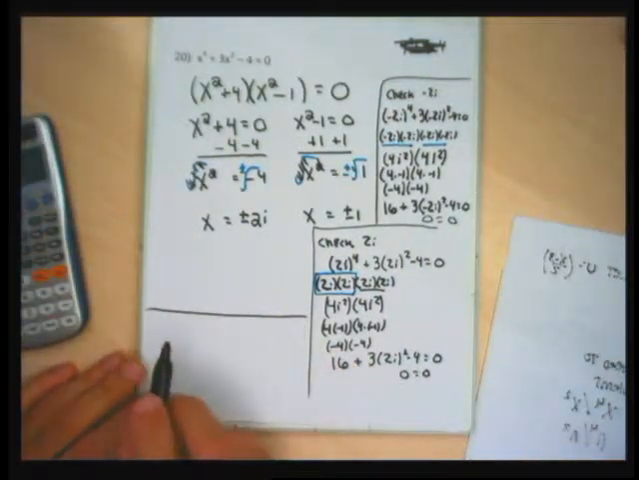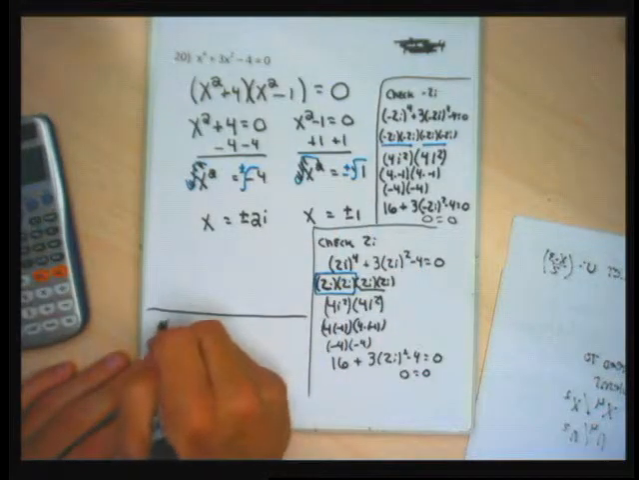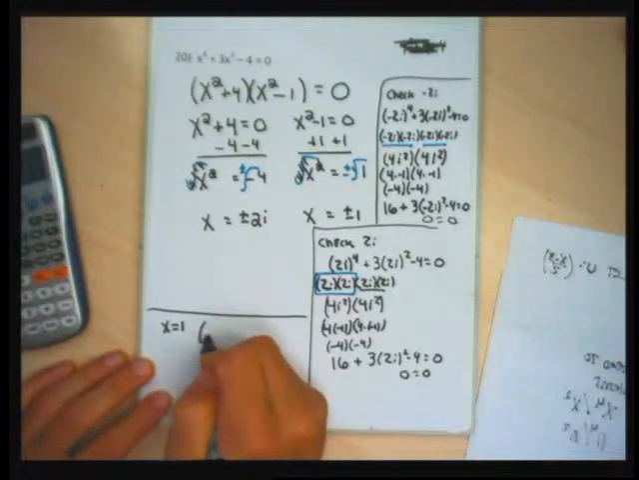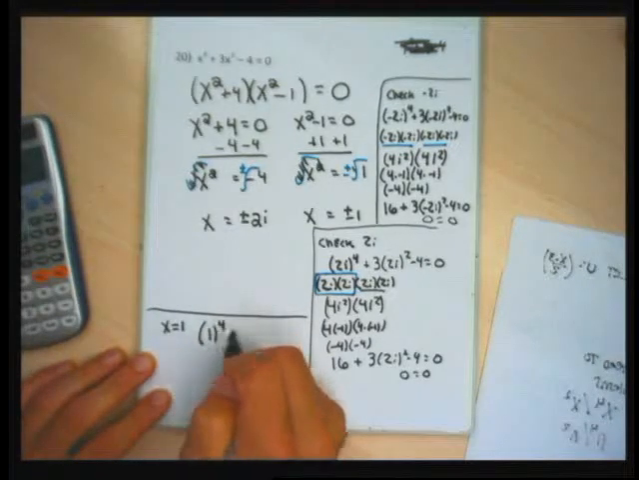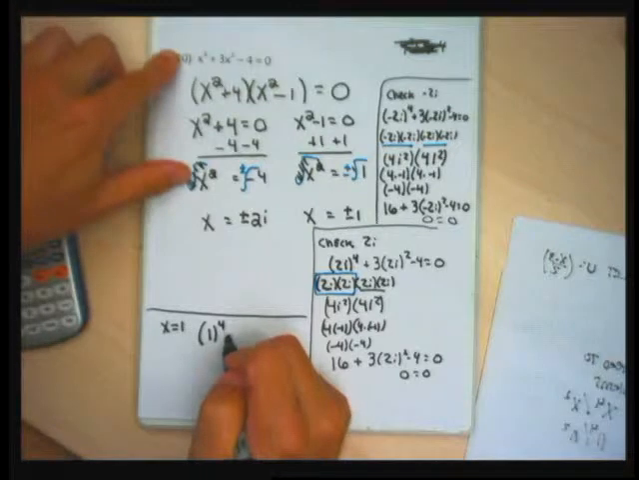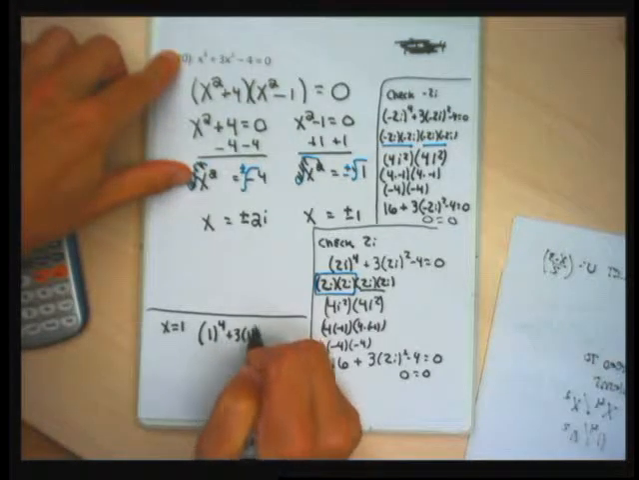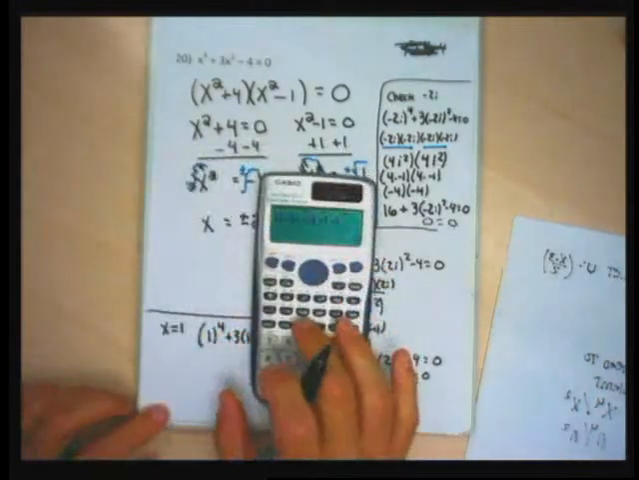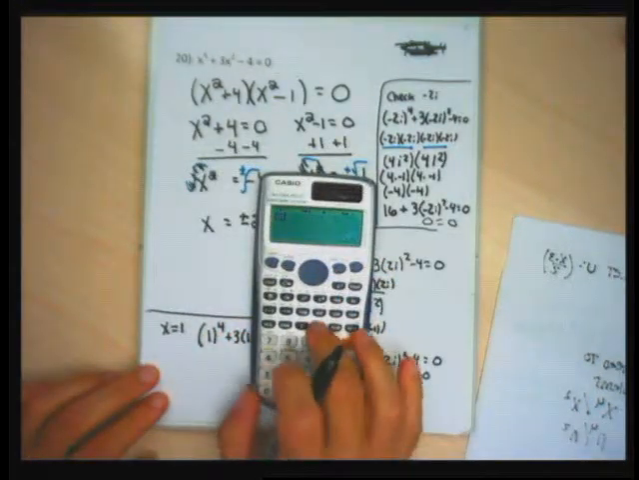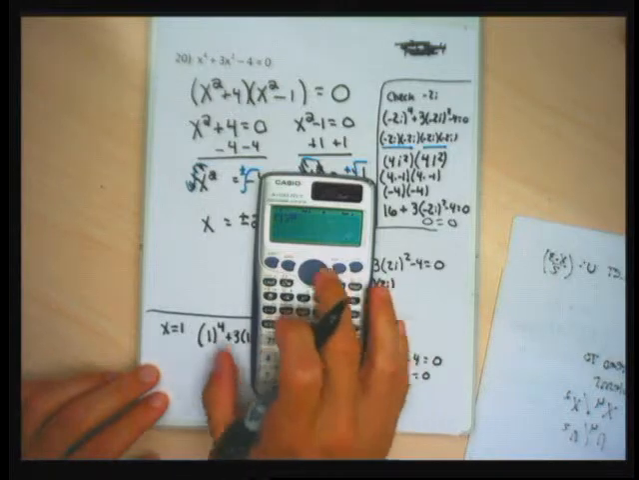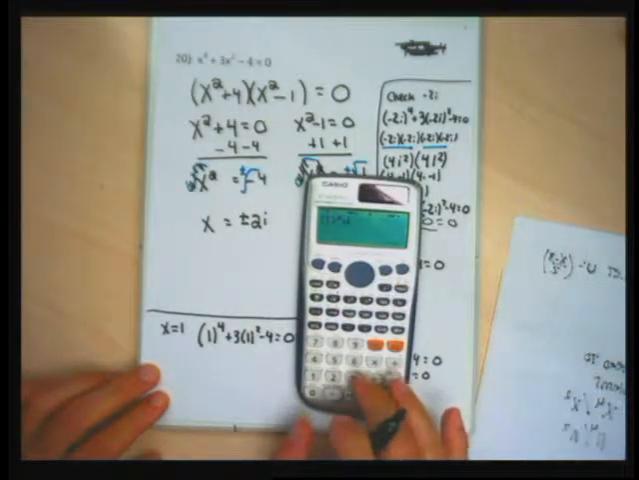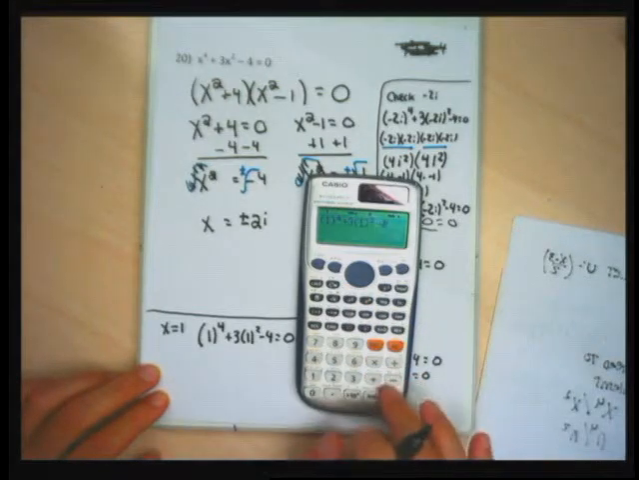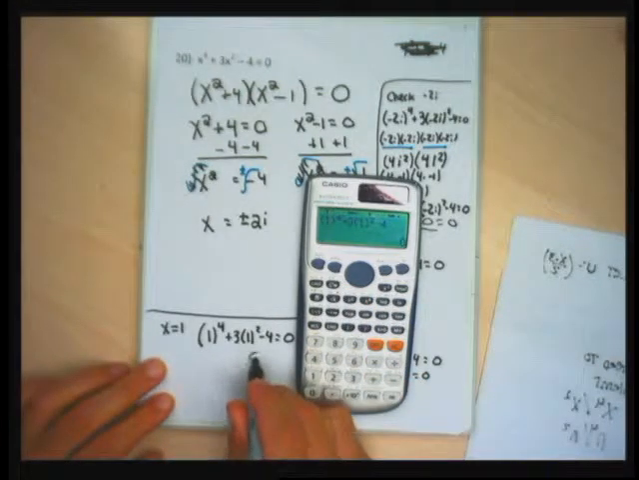If you didn't want to force yourself to check the i's to the fourth, it would be okay. If I want to check the positive 1, I'd go 1 to the fourth plus 3 times 1 squared minus 4 and see if that equals 0. So 1 up arrow 4 plus 3 times 1 squared minus 4. That gives me 0 equal to 0.